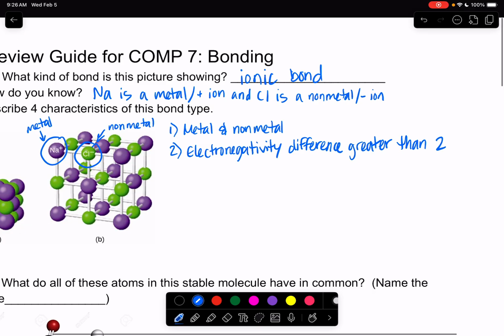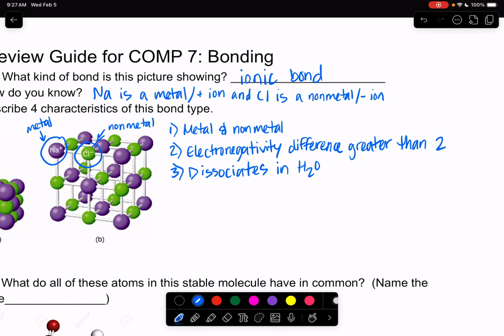They break up or dissociate in water, and they conduct electricity. So dissociates, and this was seen in that lab that you did at the beginning of this unit. So dissociates in water, meaning they break up. The NaCl, this structure breaks up into just a bunch of Na and Cl ions. So dissociates in water and conducts electricity.